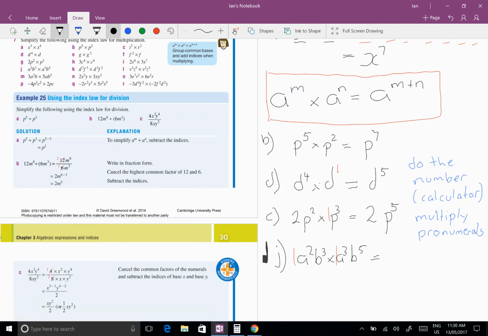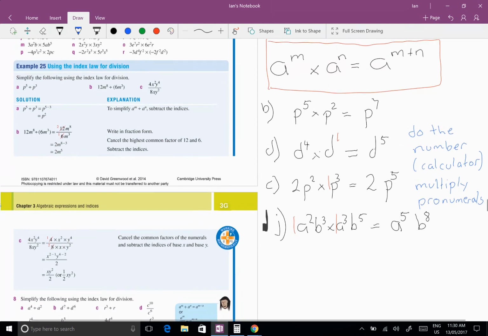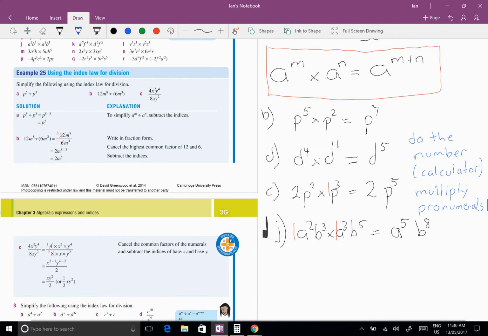A squared times A cubed. Well, I use my rule up here. That'll give me A, 2 plus 3 is 5. And now I look at the B's. Now, B cubed, so B times B times B, times B to the 5, B times B times B times B times B. Well, 5 and 3 is 8, so I'll just write B to the 8. Once you learn the rules, it becomes very simple. Let's have a look at M.